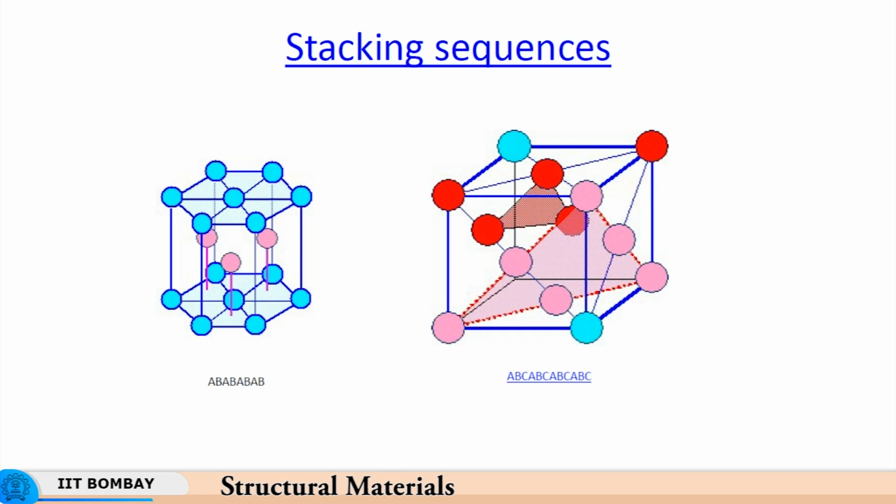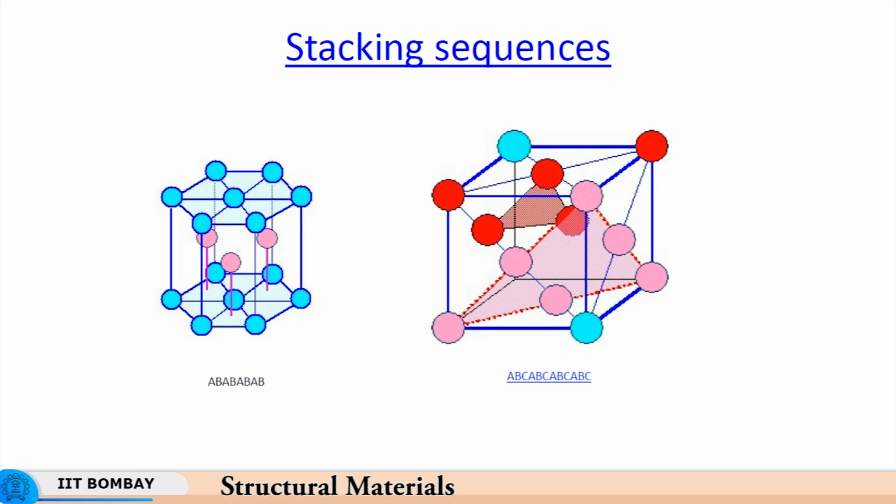So there is the top hexagonal plane and the intermediate plane which has 3 atoms here. So A, B, A, B is the order of stacking, one on top of the other. But sometimes one of the planes can be missing, and that is called a stacking fault. So there is some irregularity in the stacking sequence, and this irregularity is called a stacking fault.